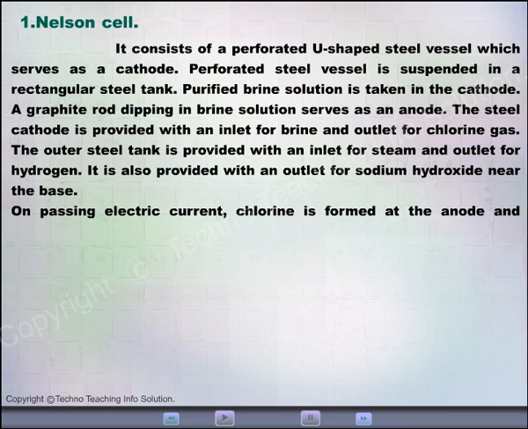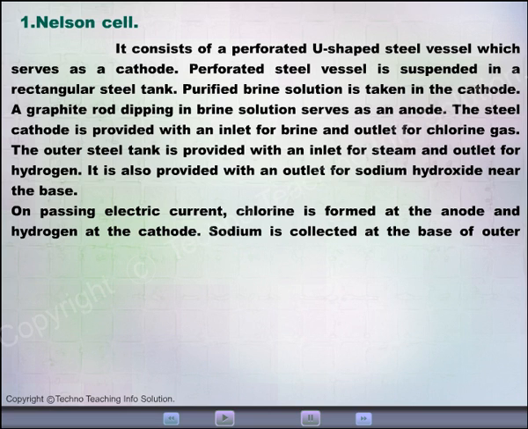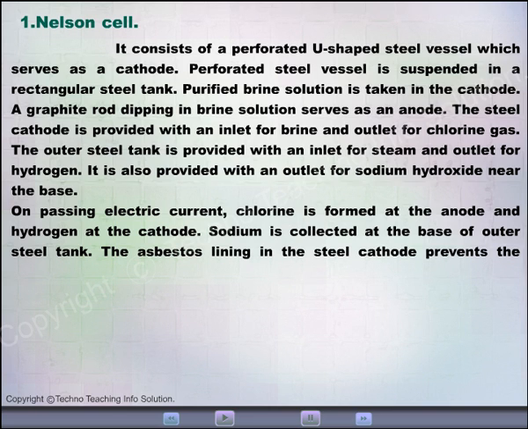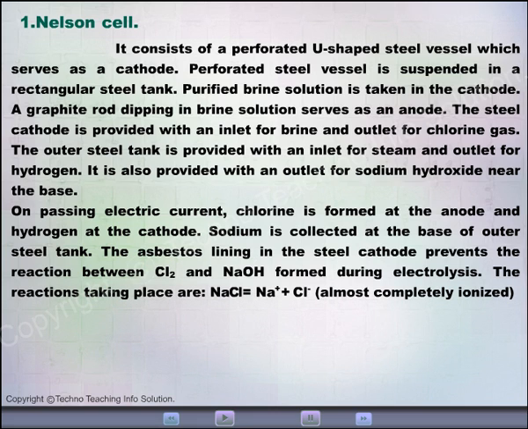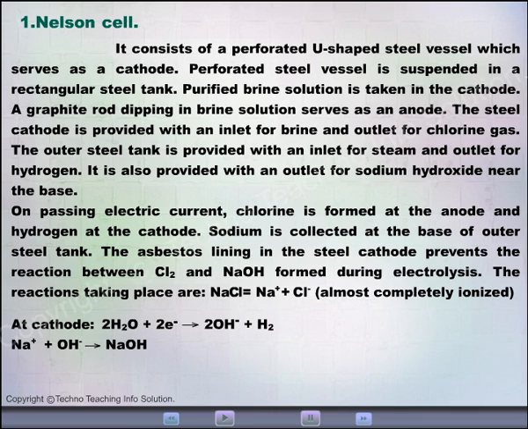On passing electric current, chlorine is formed at the anode and hydrogen at the cathode. Sodium hydroxide is collected at the base of the outer steel tank. The asbestos lining in the steel cathode prevents the reaction between Cl2 and NaOH formed during electrolysis. The reactions taking place are: NaCl gives Na+ + Cl-, almost completely ionized. At cathode, 2H2O + 2e- gives 2OH- + H2. Na+ + OH- gives NaOH. At anode, Cl- - e- gives Cl. 2Cl gives Cl2.